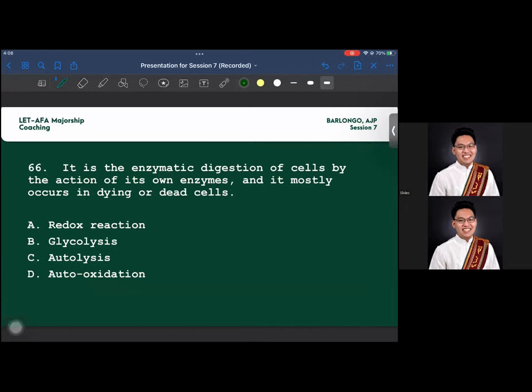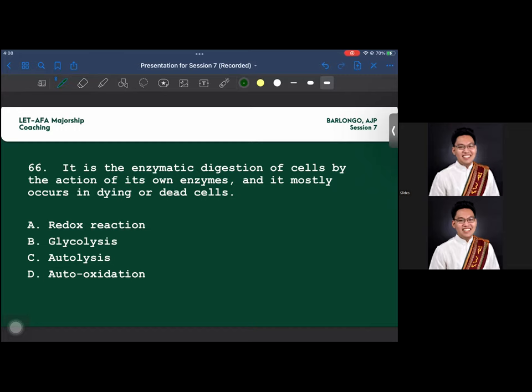Number 66, it is the enzymatic digestion of cells by the action of its own enzymes, and it mostly occurs in dying or dead cells. A, redox reaction, B, glycolysis, C, autolysis, or letter D, auto-oxidation.